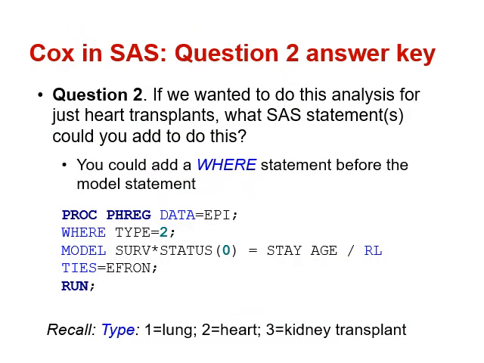So let's look at the SAS statement that we need to use if we want to do this analysis for just heart transplant. So we could add a where statement before the model statement. The statement goes like proc phreg data is equal to epi, where type is equal to 2. You will remember that for the transplant types, we had 1 equal lung transplant, 2 equal heart transplant and 3 equal kidney transplant. The rest of the statement remains the same.